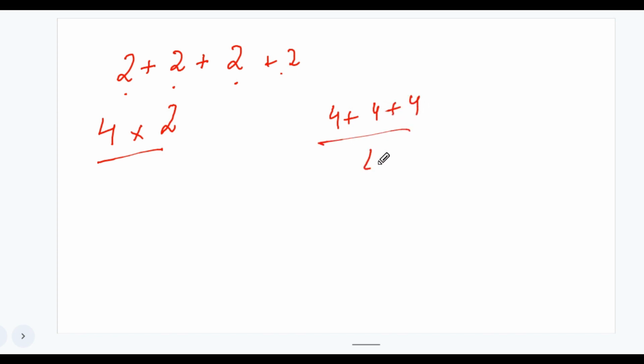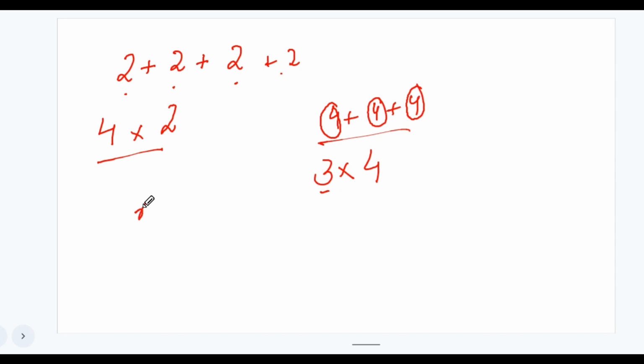Now, as you have been doing these types of questions, you know that 2 plus 2 plus 2 plus 2 means how many times 2? 4 times 2, right? In the same way, if I write 4 plus 4 plus 4, how many times 4? 3 times 4. That means 4 is not going to change. You are just writing the number of times it has been added, so we need to write 3 times 4.